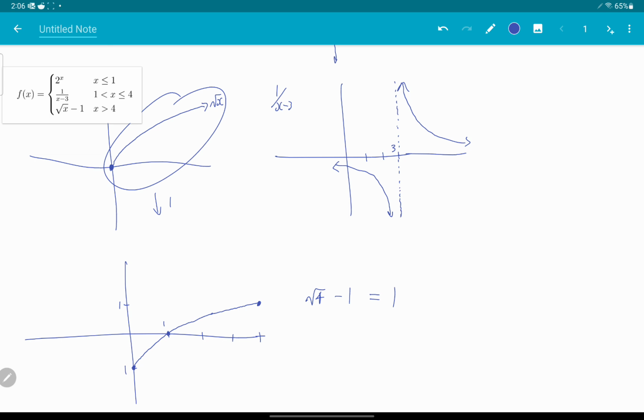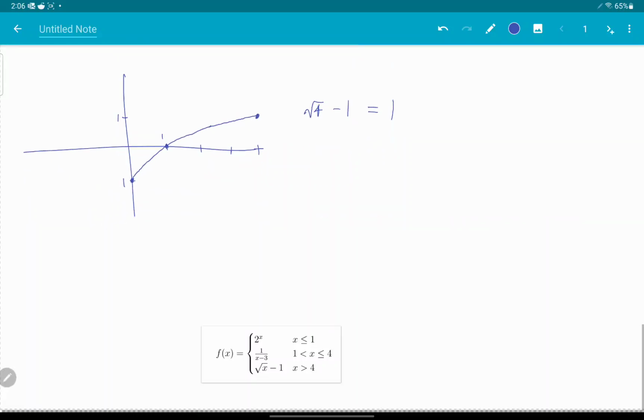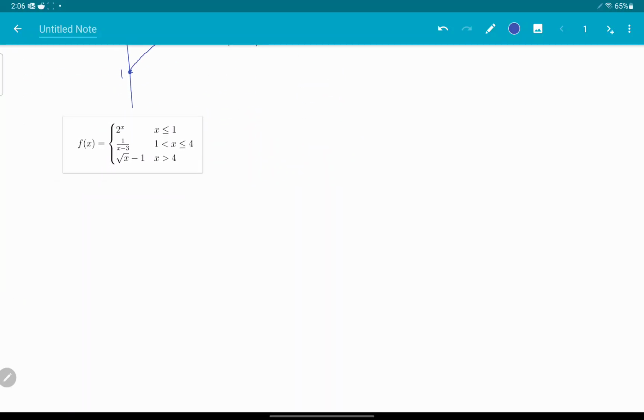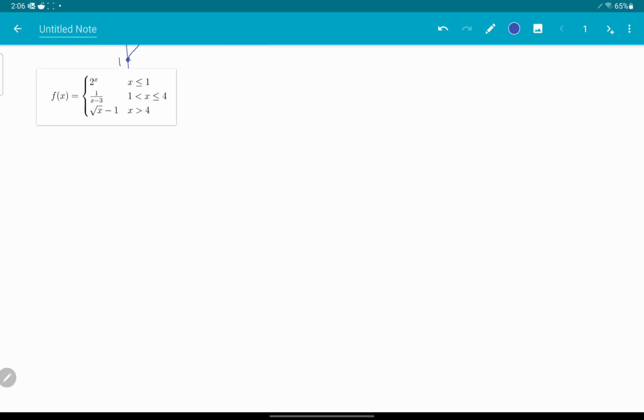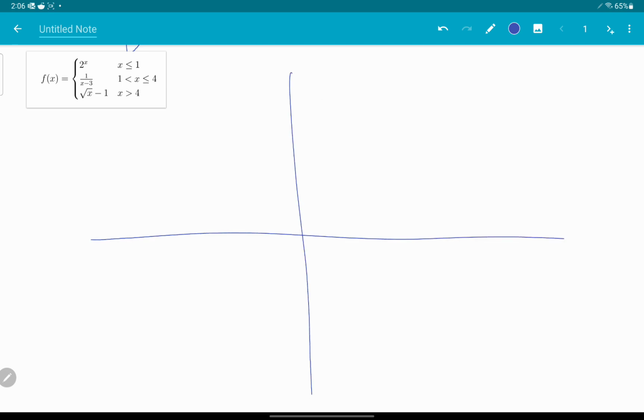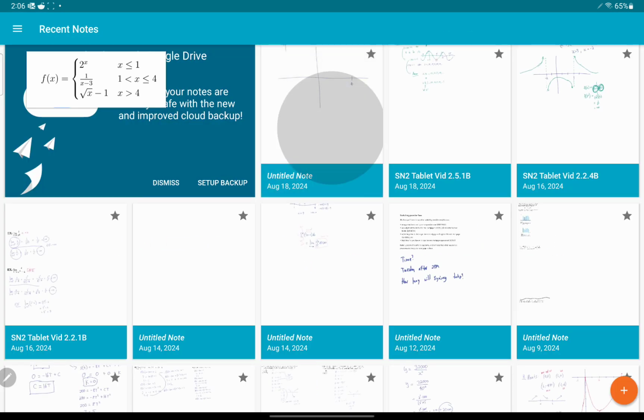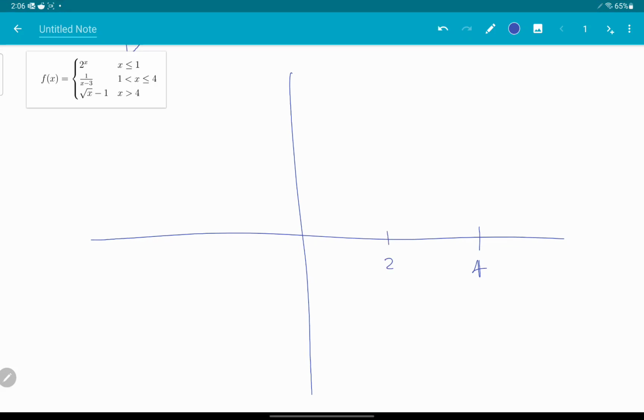Okay, now I'm going to put these all together to form our piecewise function. Let's make it nice and big here. So breaking at 1 and breaking at 4. 2. Minus 2. There's my 1.